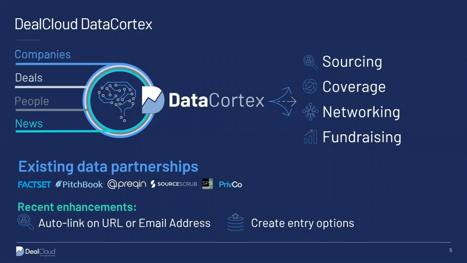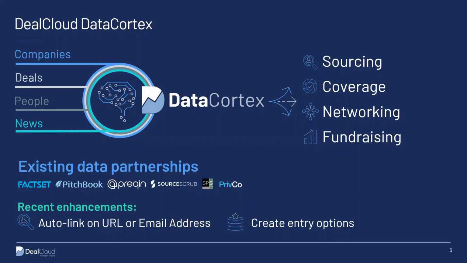And the other component of our strategy for DataCortex is to continue to enhance the tools for actually integrating and consuming the data within DealCloud. So this includes things like automatically linking entries from the client's universe, companies, to the corresponding entries in the data provider's universe based on their URL or name.